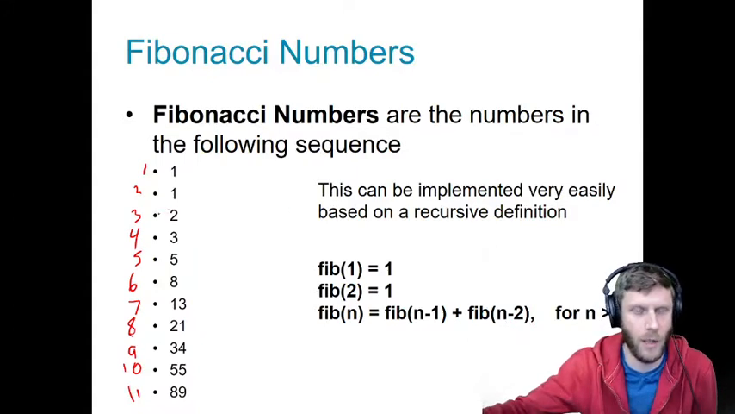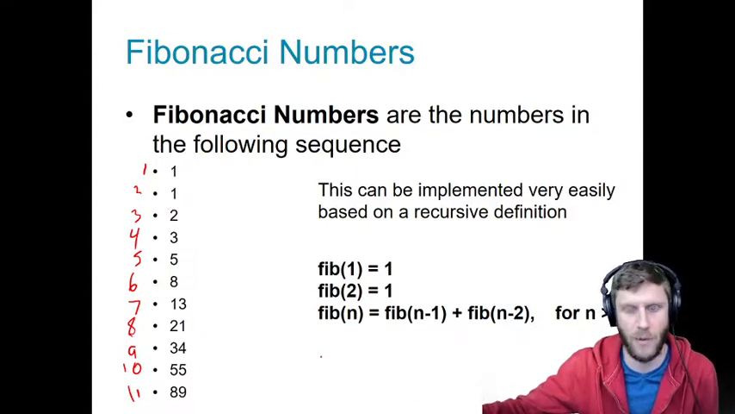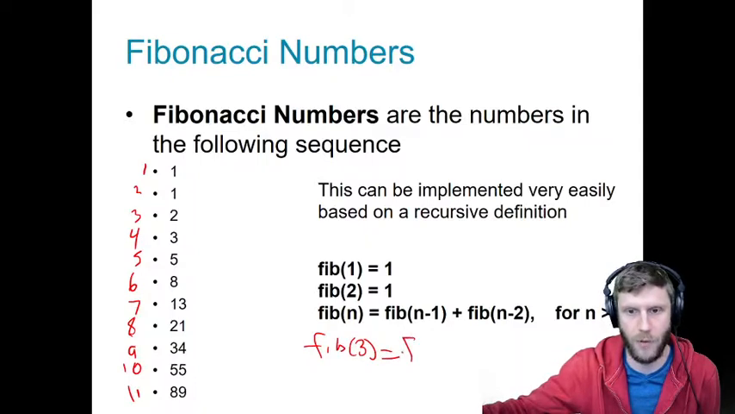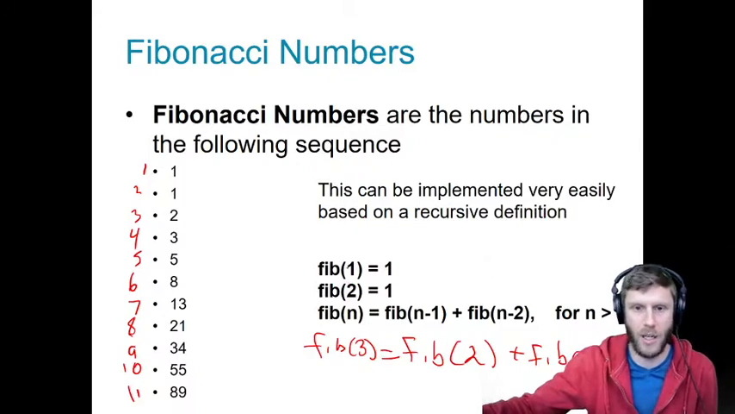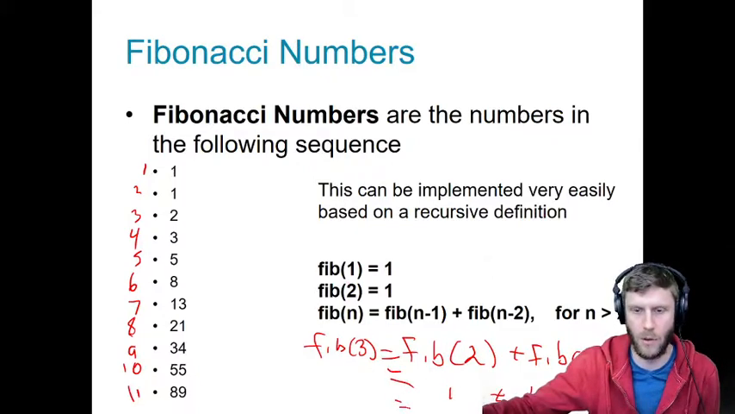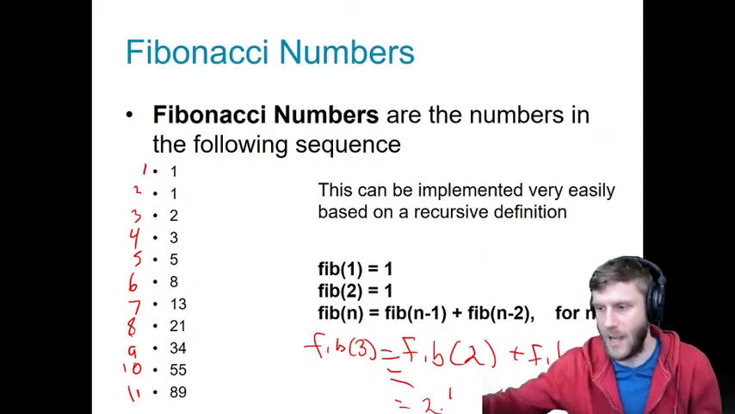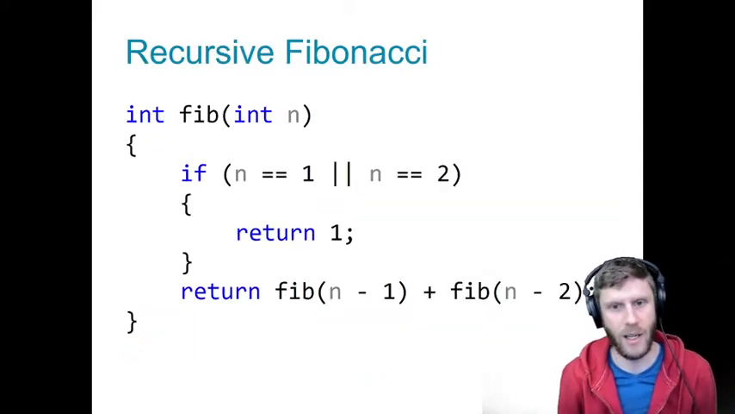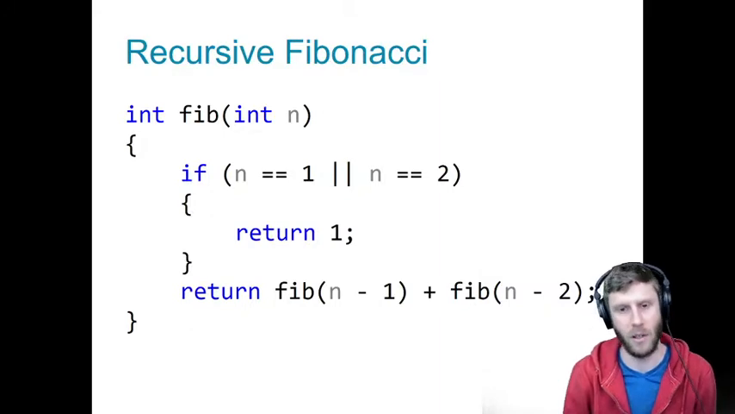So if I wanted to know the third one, here's what I would say. I would say, okay, fib 3, well, that's equal to fib 2 plus fib 1. But we know what fib 1 and 2 are. That's just 1 and 1. There. That's it. And here's the code for a recursive Fibonacci.